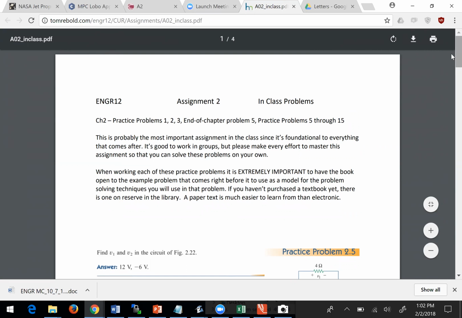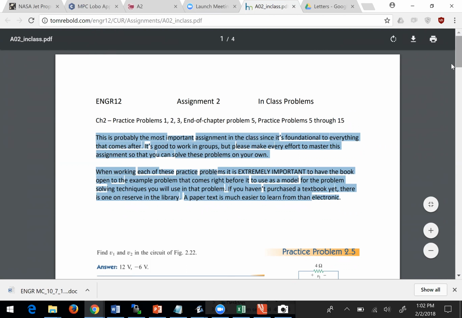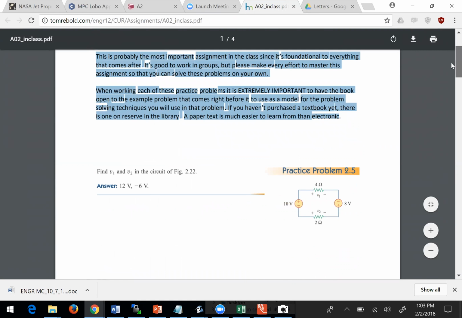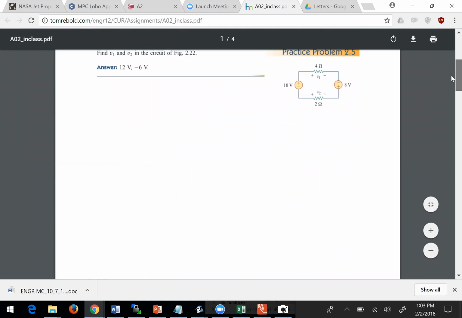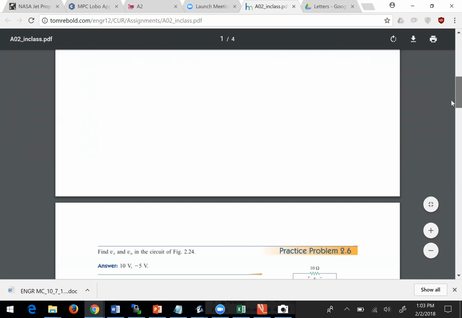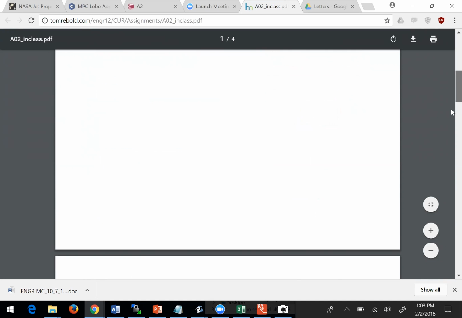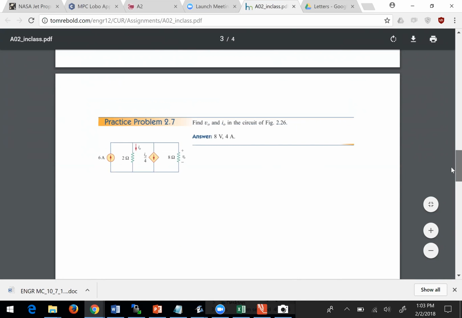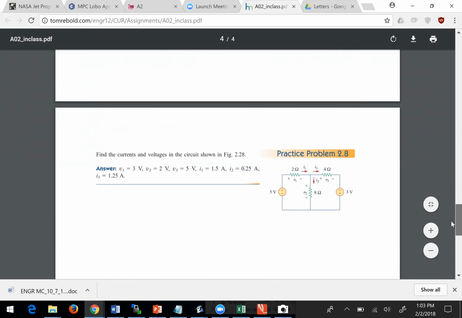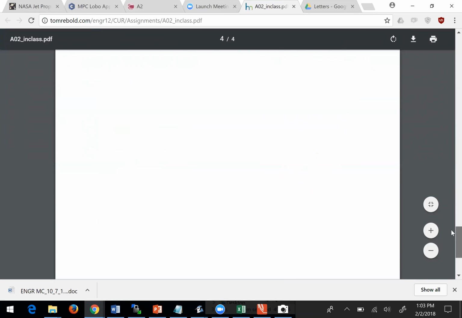And another extremely important note: this is probably the most important assignment in class. So I want everyone to give it their all and not slack off. You really got to get this thing squared away, because we're going to be doing this for the rest of the semester. A lot of good problems here, and today we're going to be doing 2.5, 2.6, 2.7, and 2.8. That will give you a good foundation to do the rest of them. That's 4 out of 10 problems you can get done today.